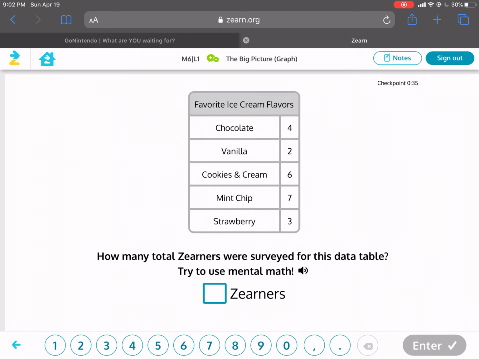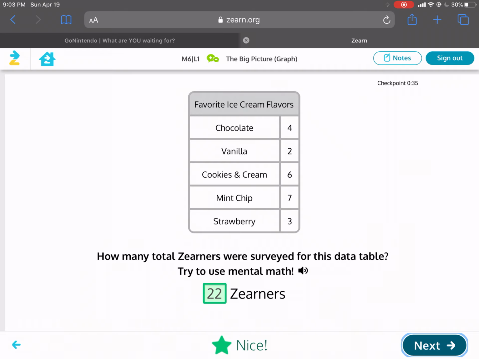How many total Zerners were surveyed for this data table? Try to use mental math. I know that 7 plus 3 equals 10, 4 plus 6 equals 10, 10 plus 10 equals 20, and 20 plus 2 equals 22. So I know that there are 22 Zerners that participated in this survey.